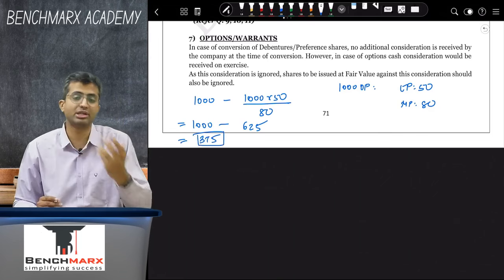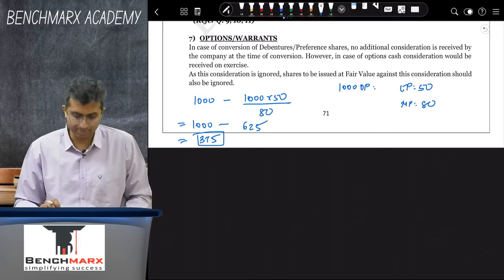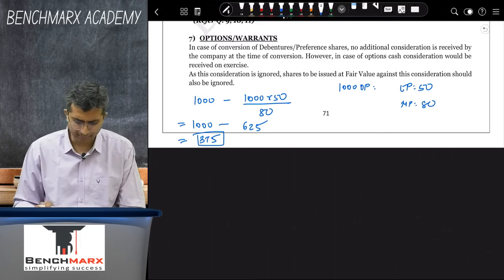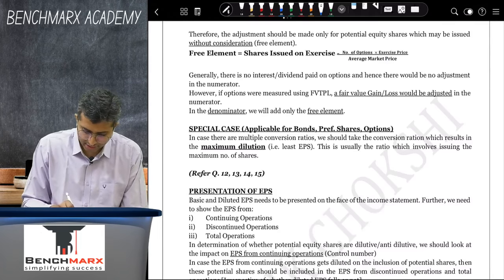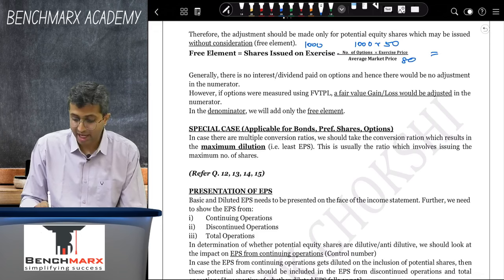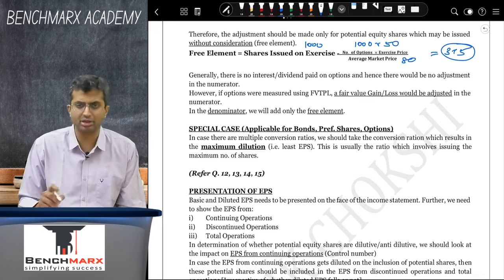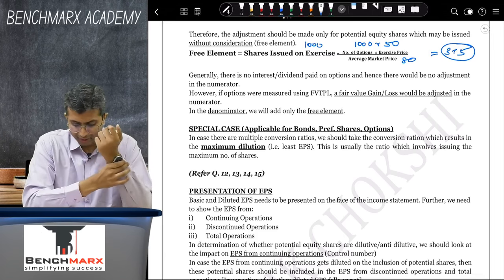What we loosely call the free element on the options will be added in the denominator for the diluted EPS calculation only. Okay, so this is the free element, which is the shares issued on exercise, which is 1000 in our example, number of options, that is 1000, into the exercise price, which is 50, upon the average market price, that is 80, and hence 375 will be added in the denominator. Okay, fair enough.